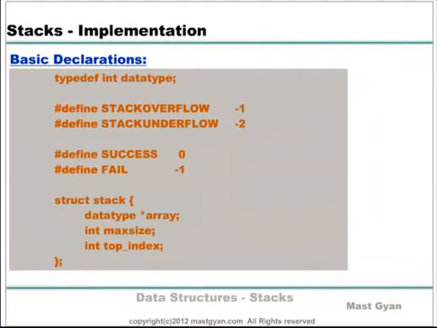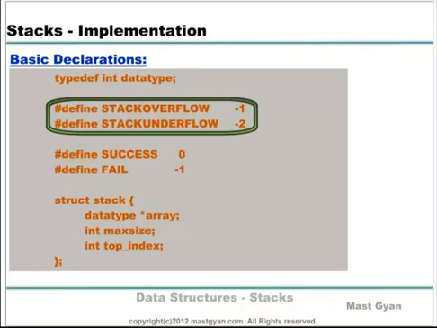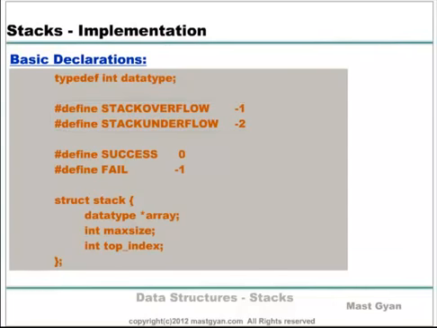Okay, let's look at some basic declarations which we will be using during the implementation. The data type here represents the type of the object which the stack will support. This can be changed to support a different data type as needed. Then we define values for two exceptions, stack overflow and stack underflow, so that the code using the stack can be notified about the exceptions. And for clarity, we define two macros for success and failure cases.